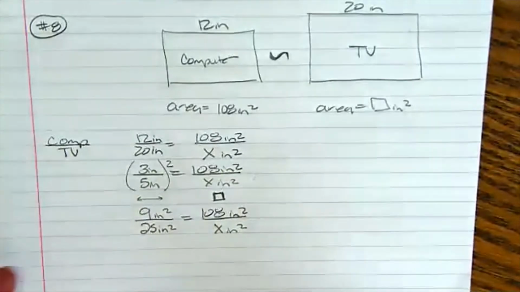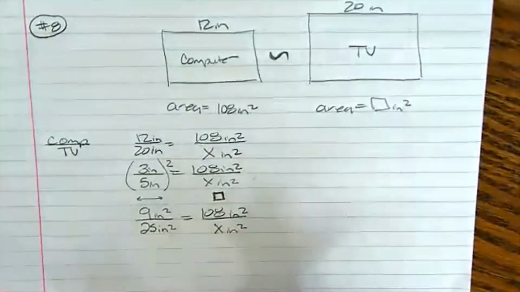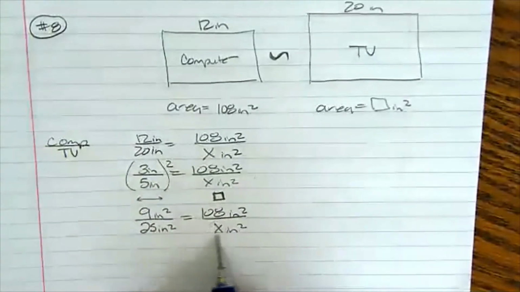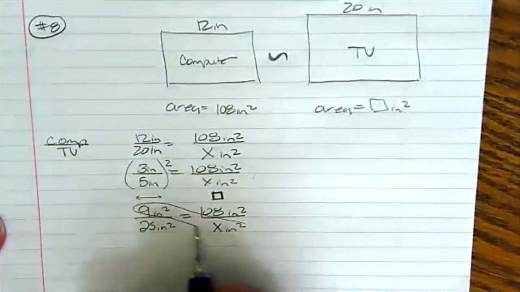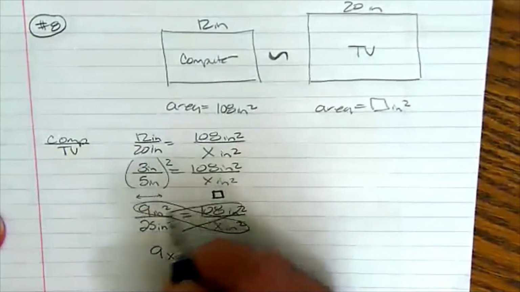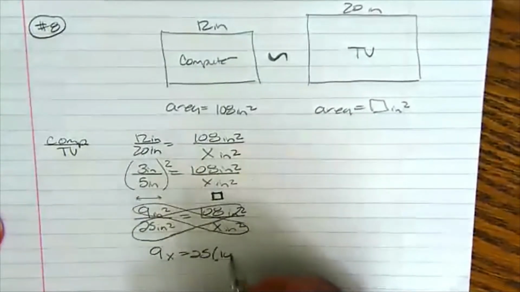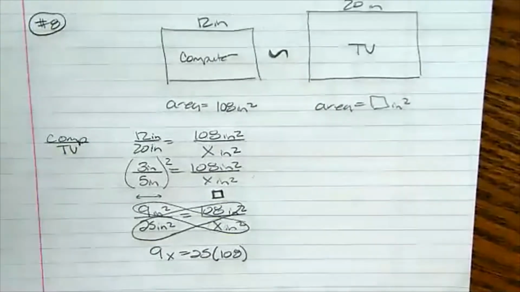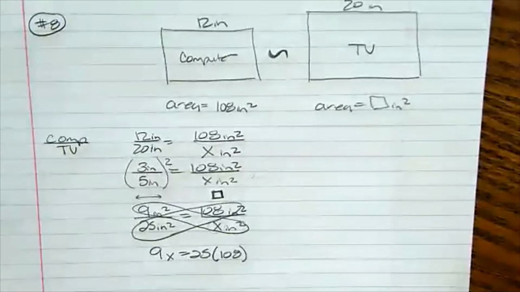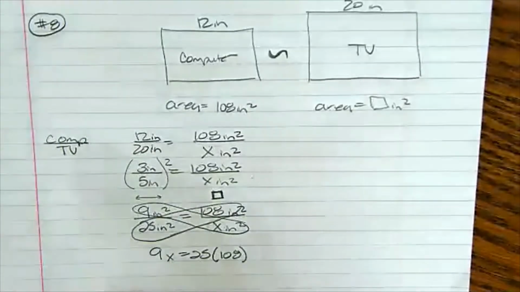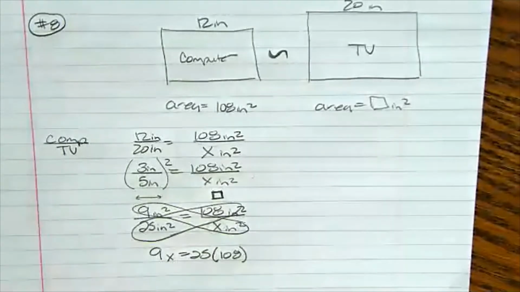Now this works. So we want to make sure that they are proportional. We're going to use proportions to determine X. So we're going to cross multiply. 9X is equal to 25 times 108. And then this becomes an algebra problem that you already know how to do. So I'm not going to solve this for you, but I did want to set this up with you. Okay? So that's number 8.